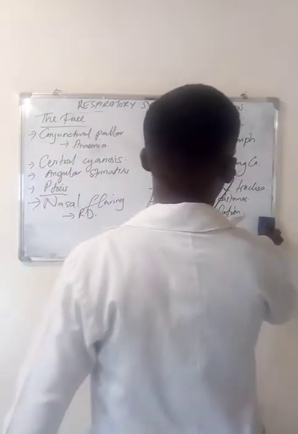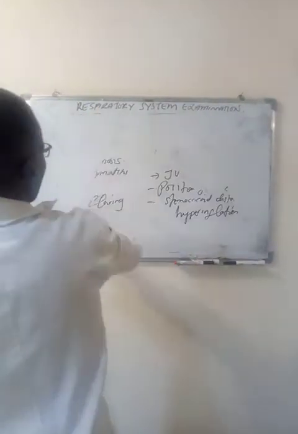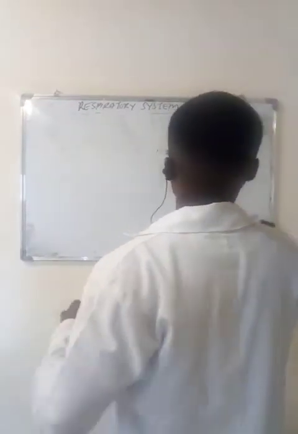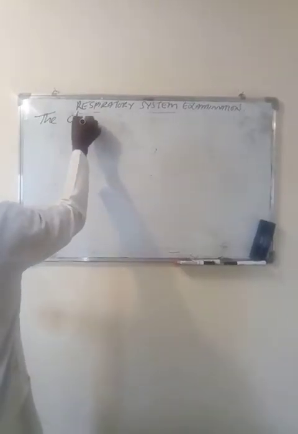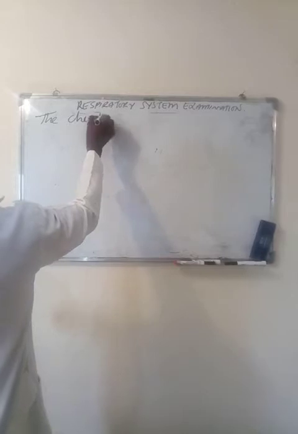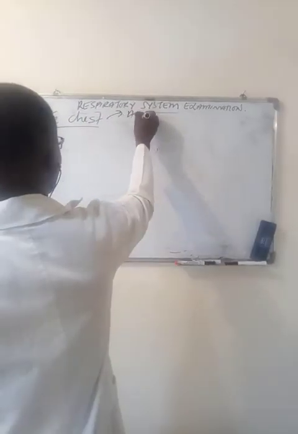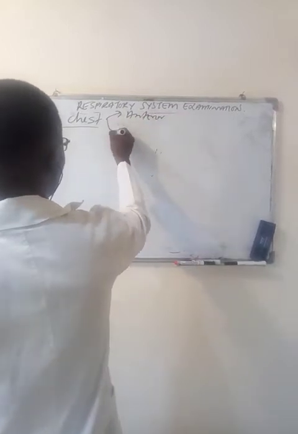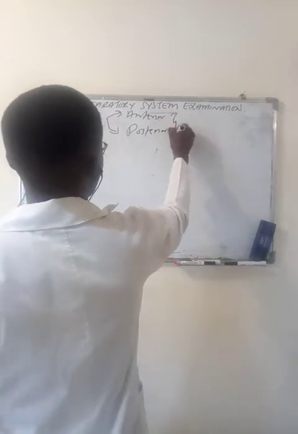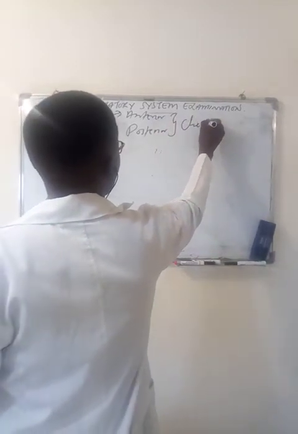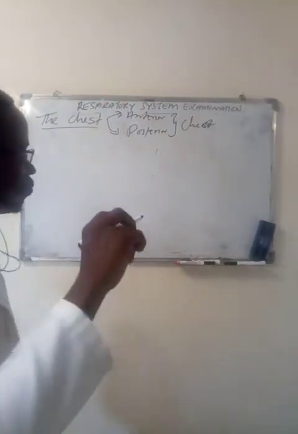All right, welcome back to this next video that we're going to have under respiratory system examination. And what we want to look at now is the chest. Under the chest, what we should know is that we have the anterior chest and we also have the posterior chest. So you don't have to forget the posterior aspect of the chest.